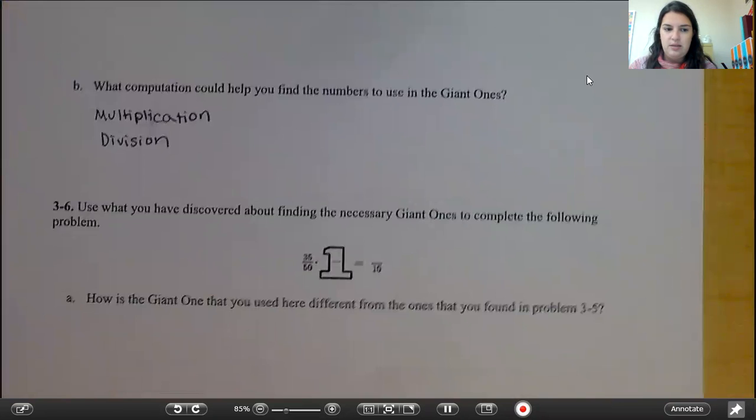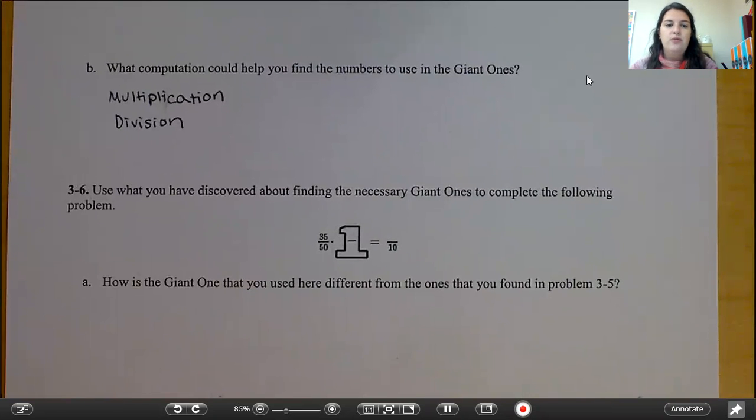So problem 3.6. Use what you have discovered about finding the necessary giant 1s to complete the following problem. 35/50 times your giant 1 equals blank over 10. So how is the giant 1 that you use different from the ones that you found in problem 3.5? So go ahead and pause and answer this question.